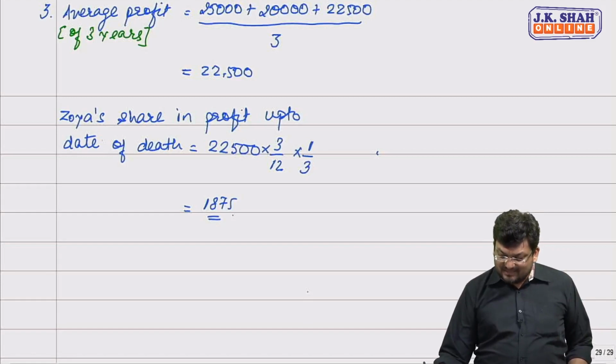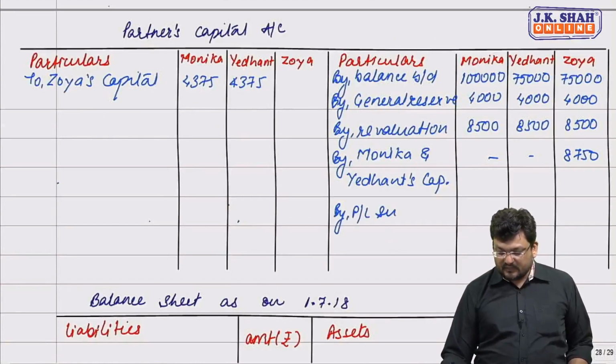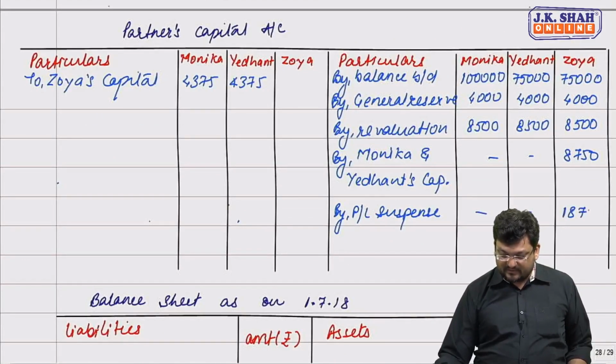And this 1875, friends, is it actual profit or profit estimated? Sir, it is estimated profit. And since it is estimated profit, we'll use an account called P&L suspense account. Entry we need to pass is P&L suspense account debit to Zoya's capital, 1875, correct?